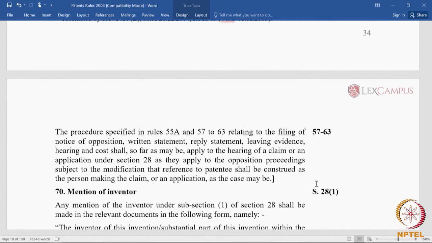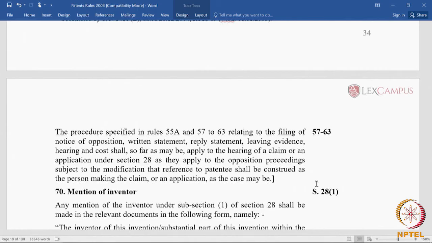Because post grant opposition is an ideal template for conducting proceedings where two parties are involved before the controller, the rules applicable for post grant proceedings are applicable even in other proceedings where two parties may be involved. So, the same rules apply: how to start the proceeding by filing a form, filing the statement by the opponent, then the patentee files his reply, then the opponent gets a chance to file a reply to the reply, then there will be a hearing, then there will be evidence, the evidence will be closed.